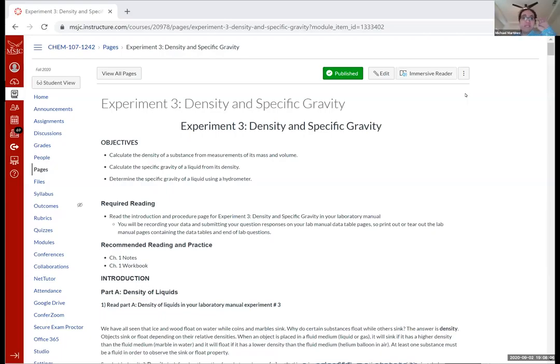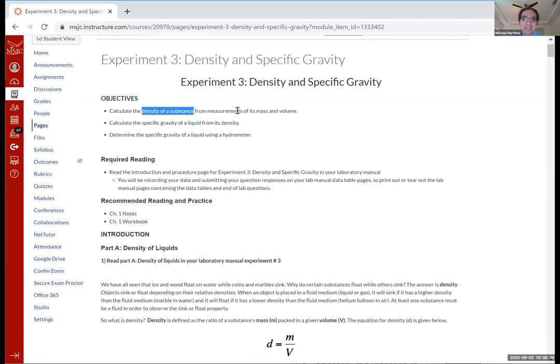So let's provide an overview of Lab 3, which is density and specific gravity. I would highly recommend that you reference the examples that we covered in the notes on the water displacement method and how to measure the density of liquids. The notes were explicitly designed and set up for this lab. So in this lab, you're going to calculate the density and specific gravity of a substance.